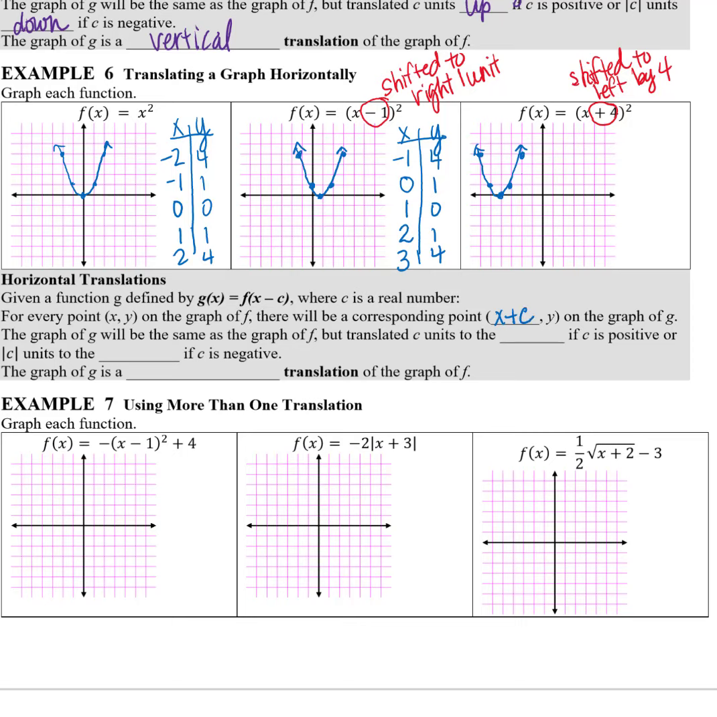So going back up here, we had x minus 1. It shifted to the right by 1. x plus 4 shifted to the left by 4. So you're going the opposite direction of what you think it should be.